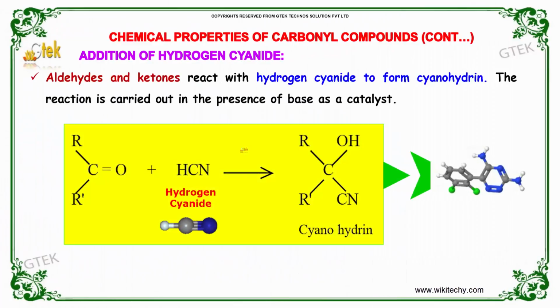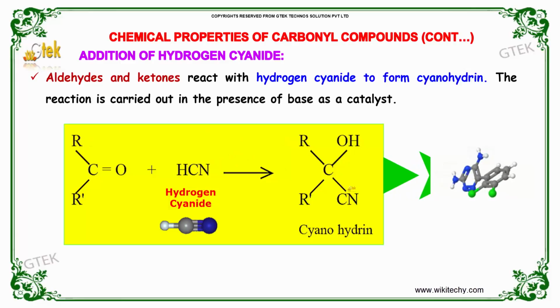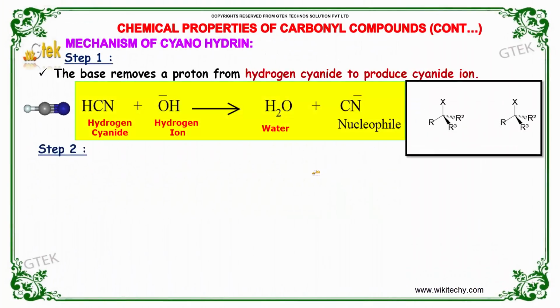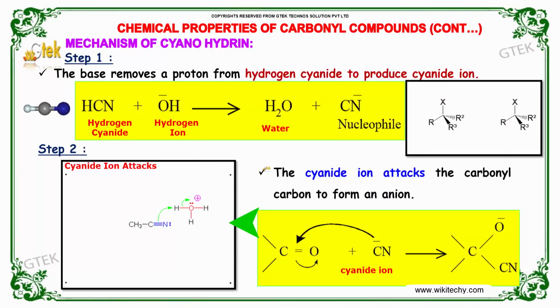Addition of hydrogen cyanide. Aldehydes and ketones react with hydrogen cyanide to form cyanohydrin. This reaction is carried out in the presence of a base catalyst. Now let us study about the mechanism of cyanohydrin formation.